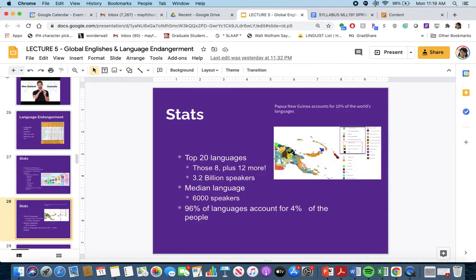But what about the other languages? So, for example, 96% of languages account for 4% of the people, right? So, you may or may not speak English or Chinese or Spanish or French, right?